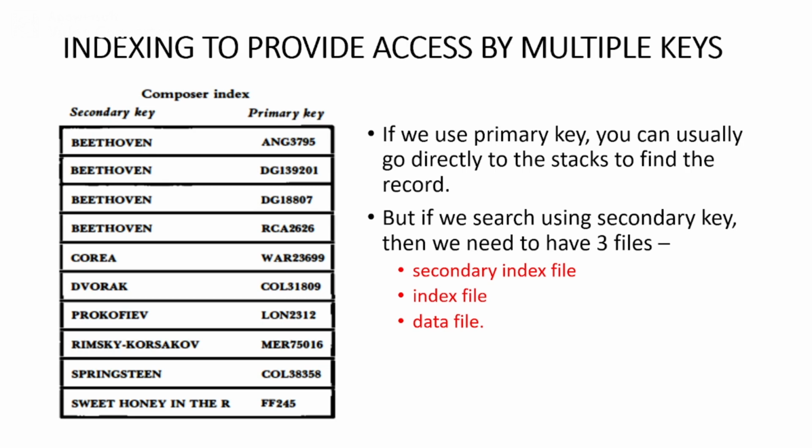Index file contains the key and the reference field, and data file contains all the fields whichever you have. If we go for the secondary key concept, then you have one more file to be loaded, that is the secondary index file. In the secondary index file, you will be having the secondary key as well as the primary key of that particular record.